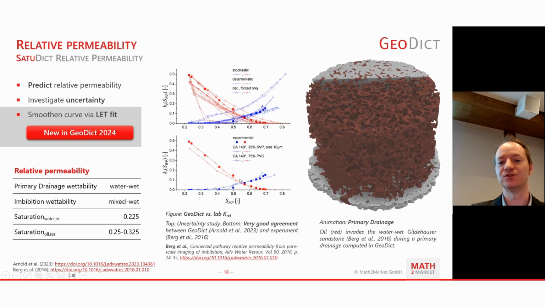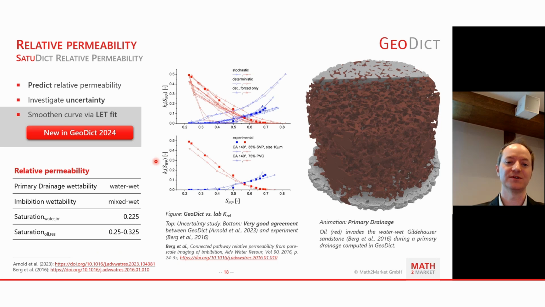So also here in the center, you see the computations of the publication of Piet Arnold et al. showing an uncertainty study at the top using different parameters to set up the imbibition with different wettability distributions, and basically the result fitted towards the experiment here at the bottom.